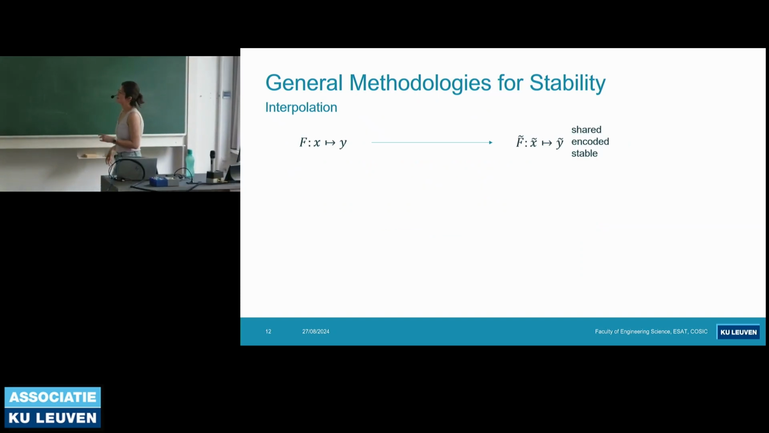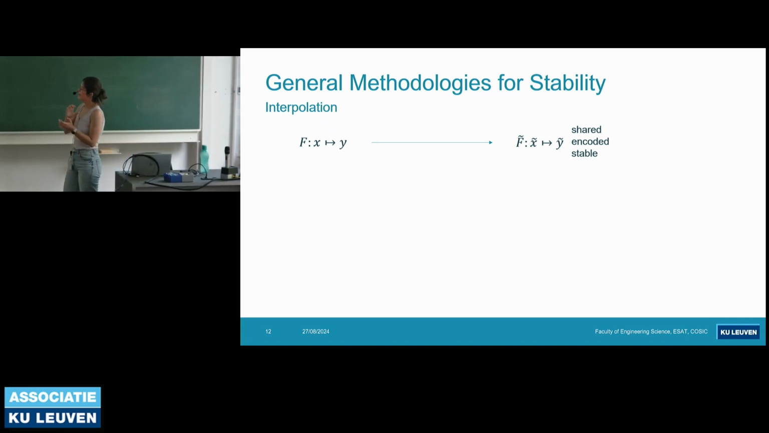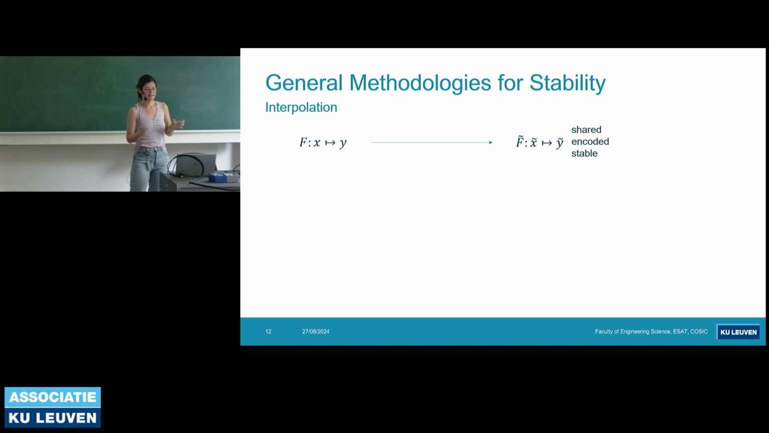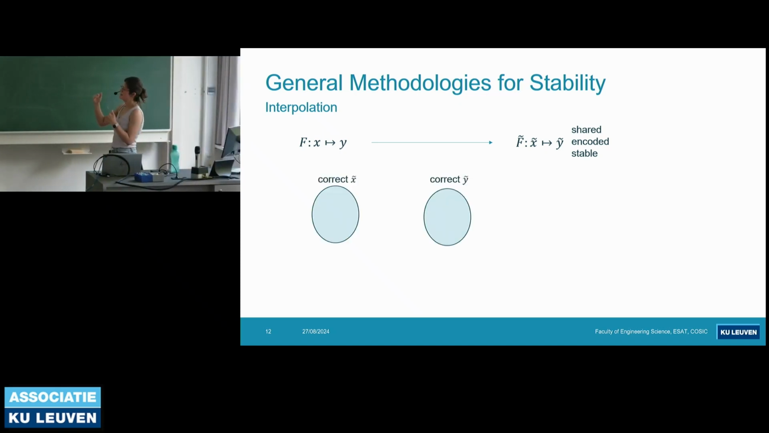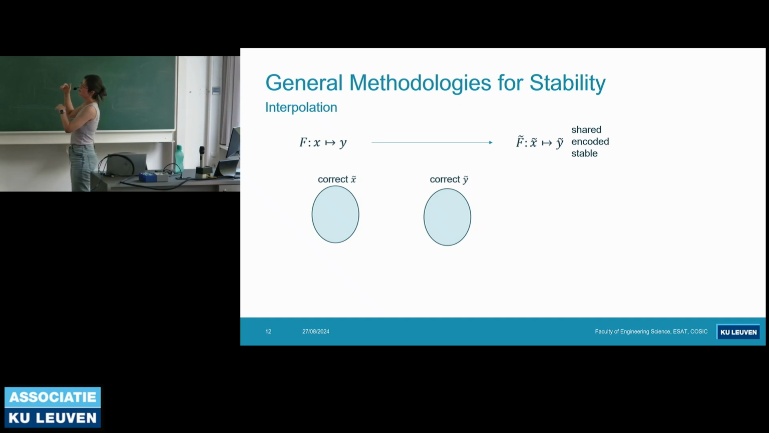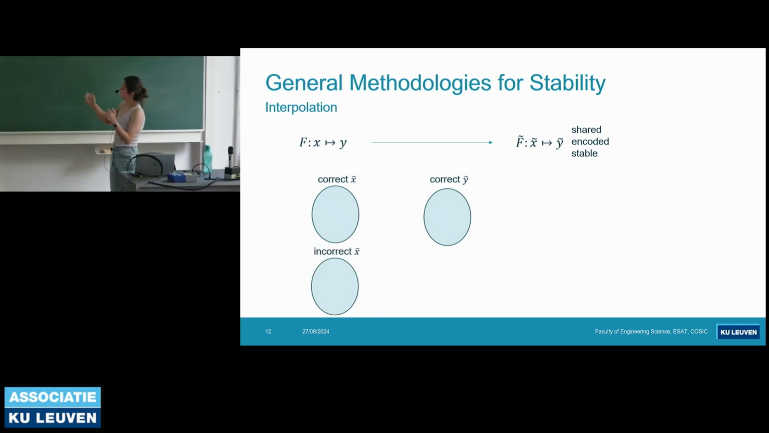And the next method is interpolation. We have a function which takes x and outputs y, and the encoding of that function can be stable if we use interpolation. First, we list all the valid encodings for the input, and then we list all the valid output code words. Now we list all the incorrect input code words, and we choose a random incorrect output code word.